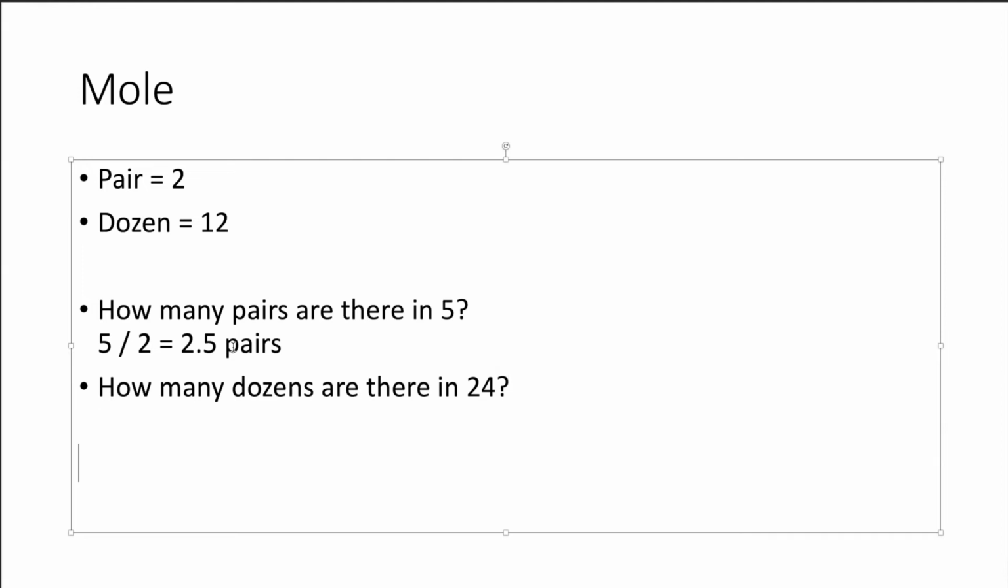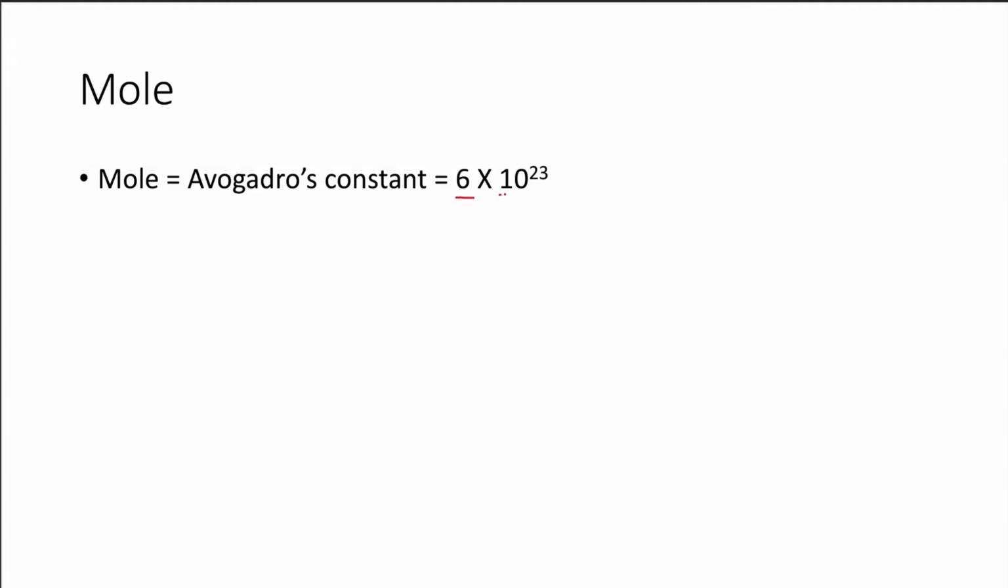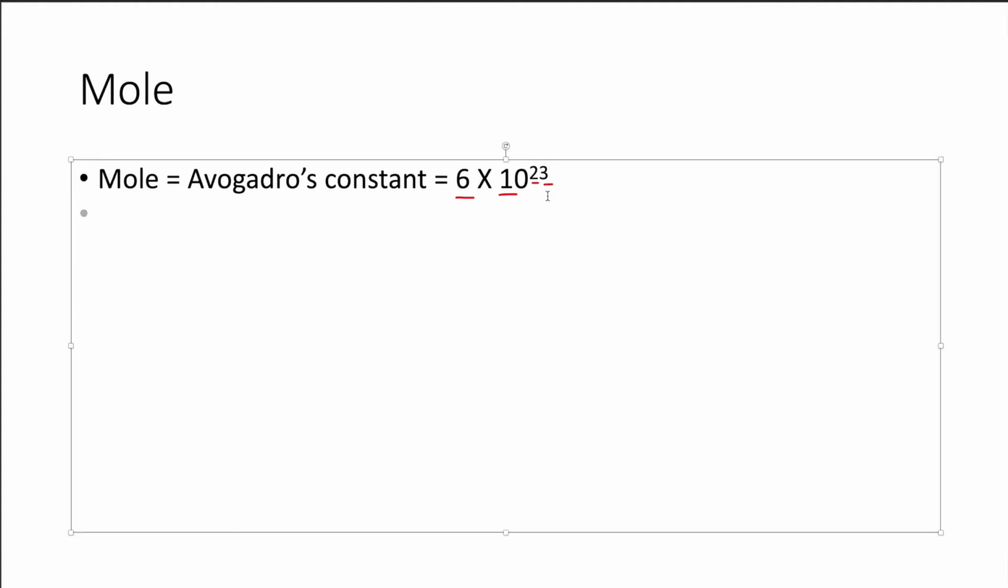What about 24? How many dozens are there? You take 24, divide by 12. You get 2 dozens, right? That's actually pretty simple and neat. However, the word mole follows Avogadro's constant or Avogadro's number of 6.02 times 10 to the power of 23. At secondary school level, you can just take it as 6 times 10 to the power of 23. So it's easy to remember.